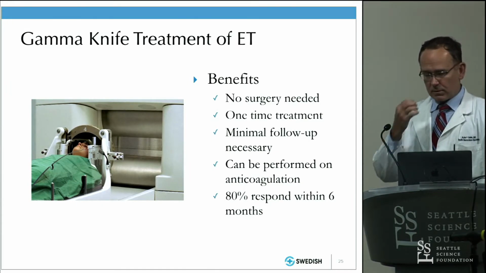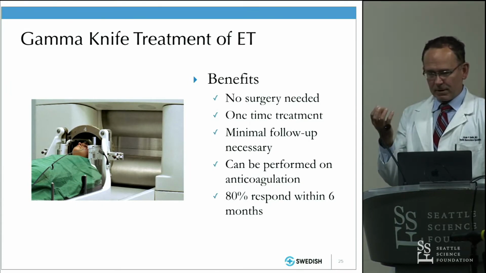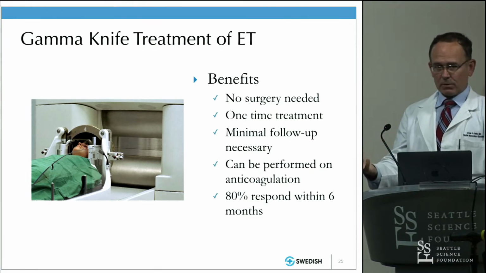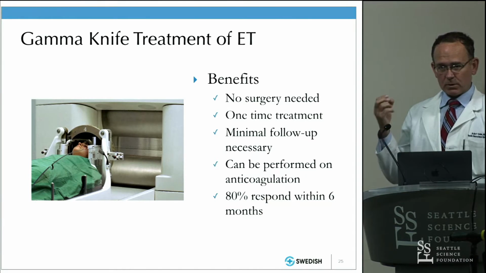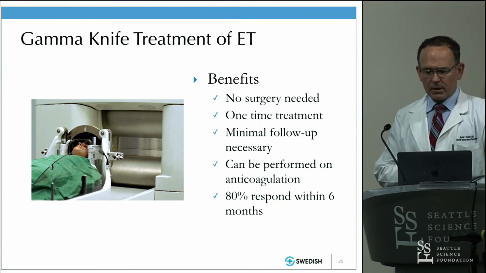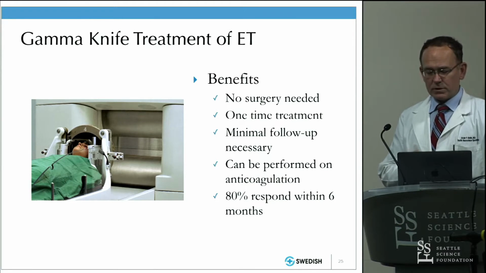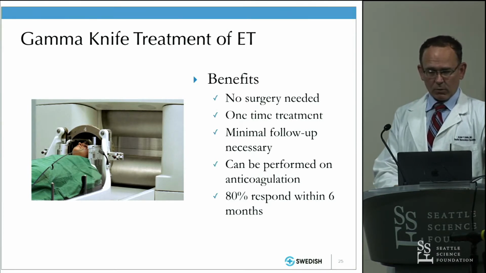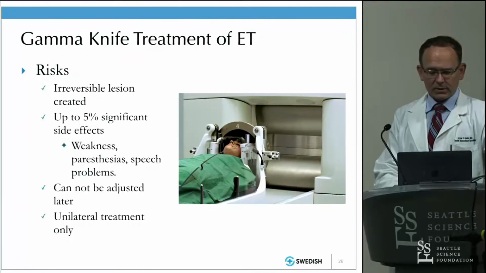One of the problems with Gamma Knife is that there's not an incredibly predictable response to radiation. Some people have a little bit less, some people have more, so it's hard to know exactly what the sphere of damage is going to be. The benefits are that no surgery is needed, only one treatment, minimal follow-up, you don't have to come off of anticoagulation, and most people will get an effect within 6 months.